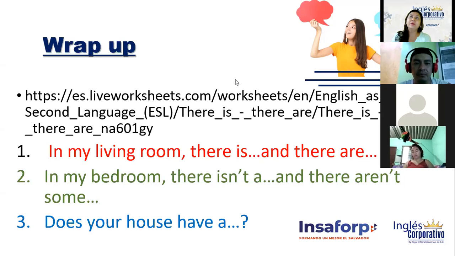Es como, por ejemplo, yo puedo decir, I don't have any idea. No tengo ninguna idea. Pero también puedo decir, I have no idea. No tengo ni idea. No tengo ninguna idea. I have no idea. Entonces, así funciona el English. Ok. Now I need some volunteers to complete, please.